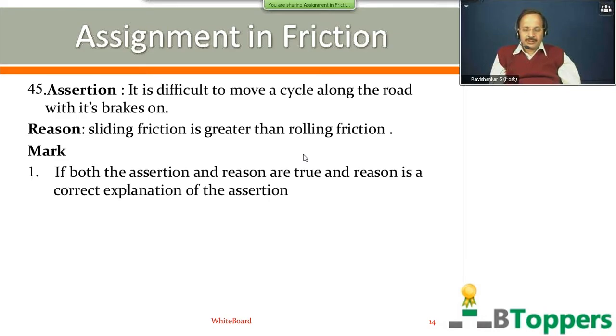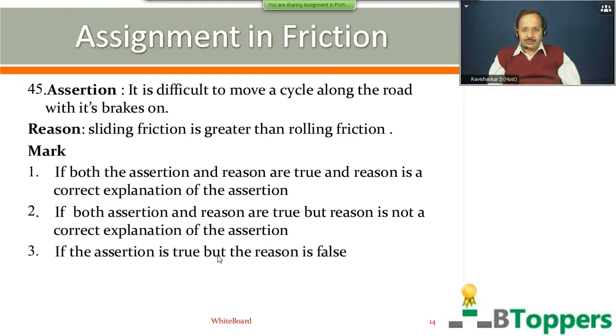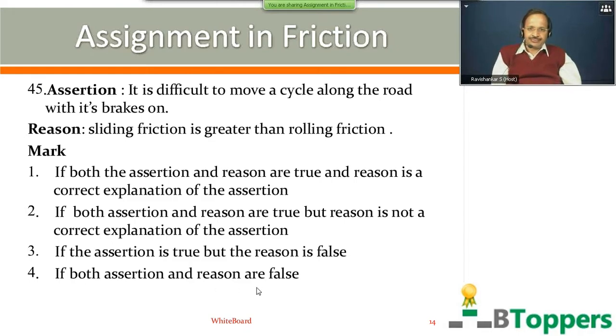Mark the first option if both the assertion and reason are true, and the reason is the correct explanation of the assertion. Second option: both assertion and reason are true, but the reason is not a correct explanation of the assertion. Third: the assertion is true, but the reason is false. Fourth: both assertion and reason are false.